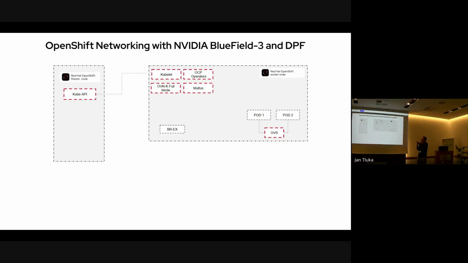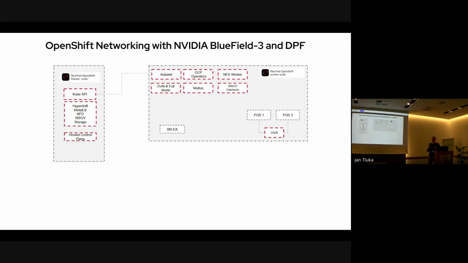You can see this is a simple abstraction of how it actually looks. It's regular OpenShift without DPF. So you have the worker node, the master node, a couple of pods connected through OVN Kubernetes to the OVS, to the br-ex. Pretty simple.